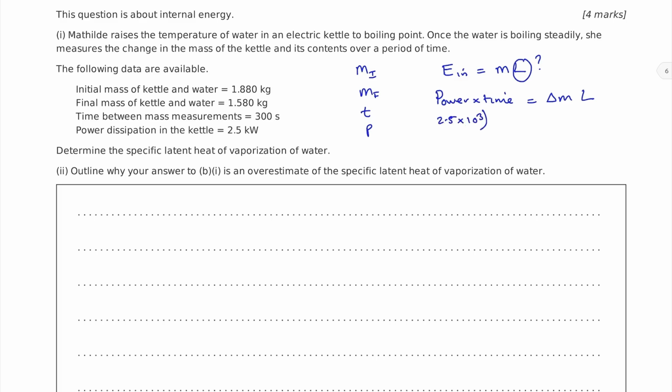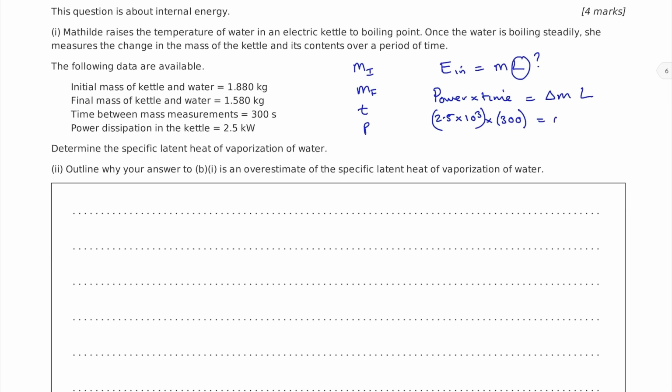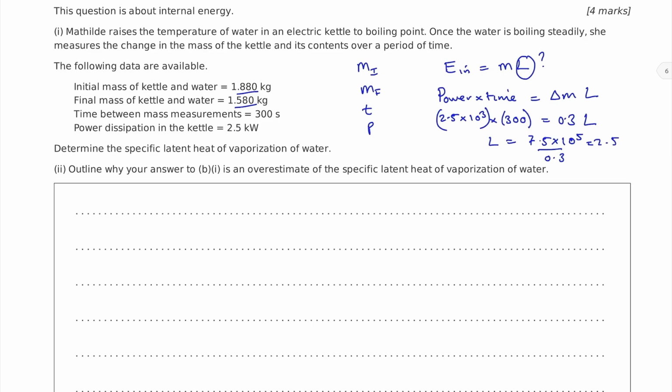2.5 times 10 to the 3 times 300 seconds equals the change in mass, which is 0.3, that's 1.880 minus 1.580, times L. L is equal to, let's pop this into our calculator, 2.5. Oh, we probably could have done that in our heads actually, couldn't we? Times 10 to the 6 joules. So let's call that 2.5 megajoules per kilogram. Forgot to put the kilogram up there. Joules per kilogram. There we are.